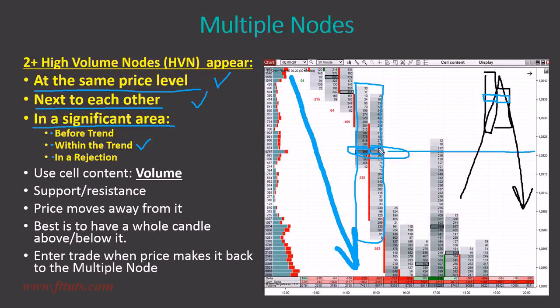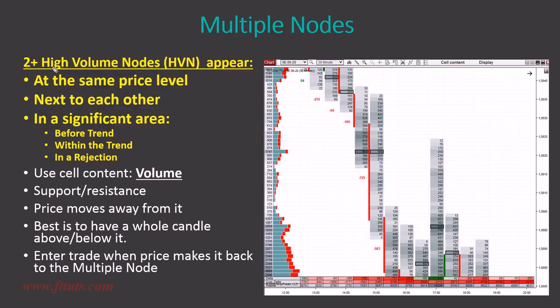You need to see the double node in such an area. If you don't see that in a significant area, then I don't consider it a valid trading setup. So those three conditions all need to apply at the same time. This is important. And you need to see two or more next to each other.